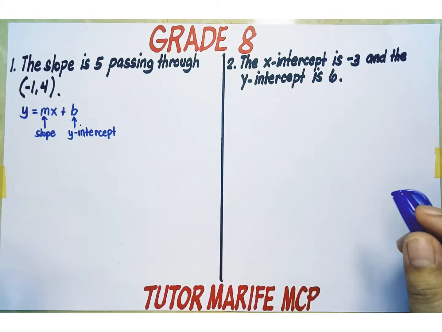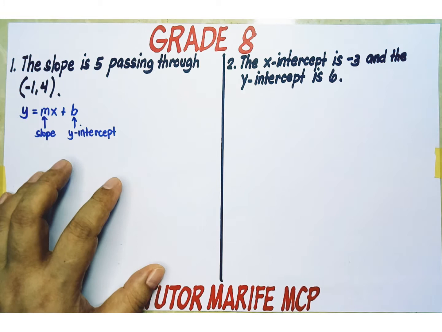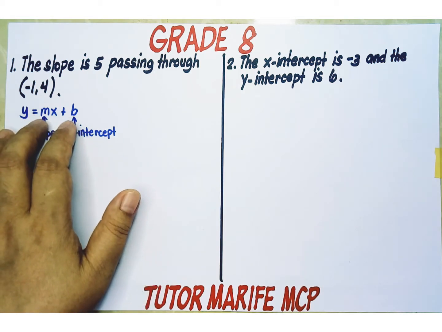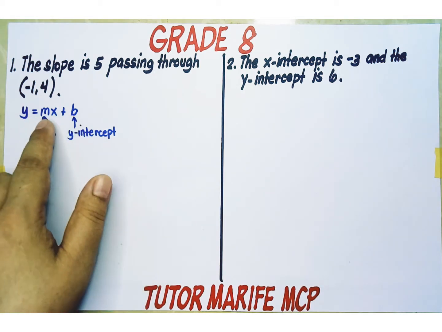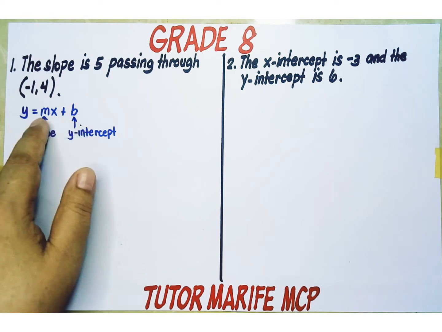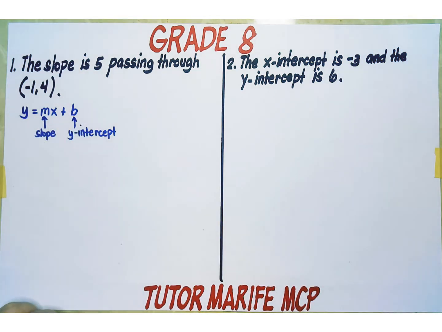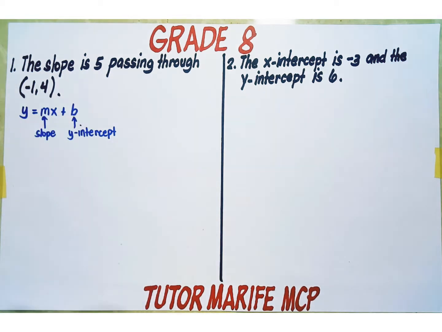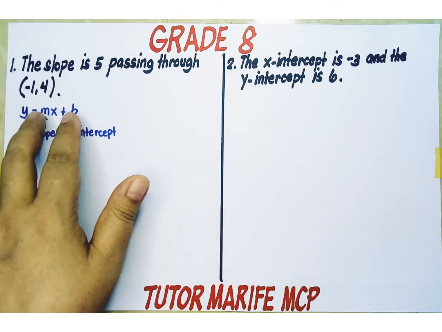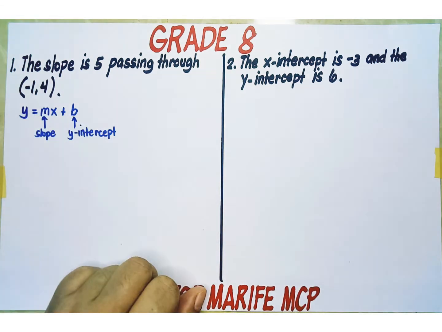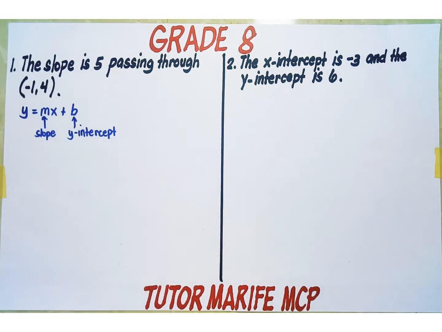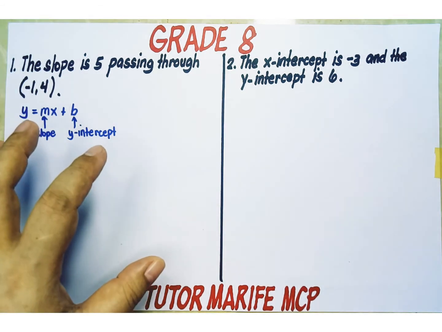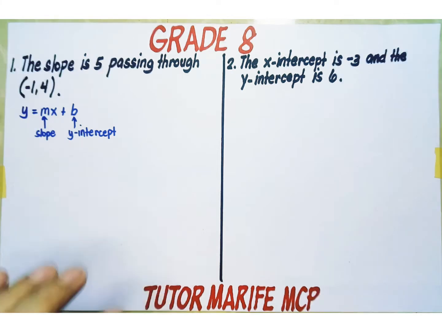So, para makagawa ka ng equation of a line in slope-intercept form, dalawang information ang kailangan mong makuha. The value of m and the value of b. Pag meron kang value ng m at b, mabubuo mo na ang equation ng line mo. So, yun yung target natin. What is m? What is b?